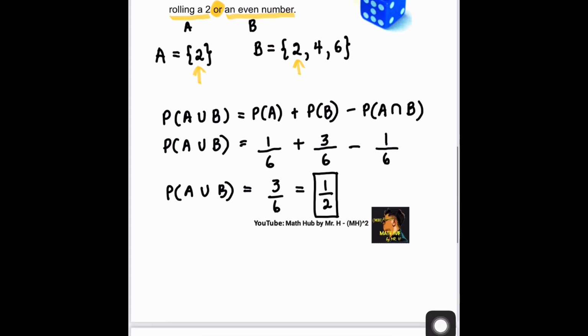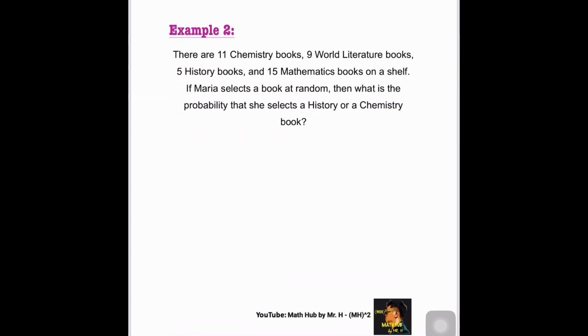All right, let's take a look at the second example. There are 11 chemistry books, 9 world literature books, 5 history, and 15 mathematics books on a shelf. If Maria selects a book at random, then what is the probability that she selects a history or a chemistry book? So we were given 4 different types of books, and we need to take note of the total. All right, so there are 11 chemistry, 9 world literature, 5 history, and 15 mathematics. So the total, that's 40.